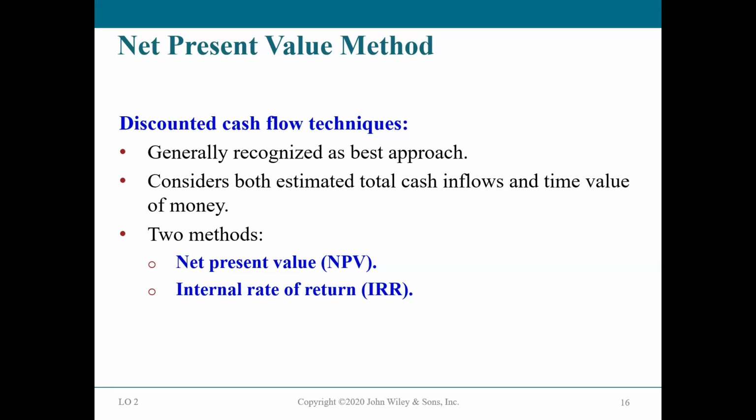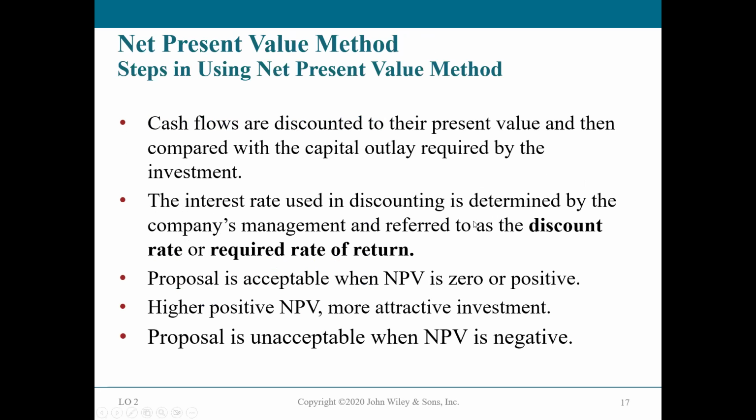So in this method, the net present value method, it looks at both estimated total cash inflows and the time value of money. So there are two methods. There's the net present value and there's the internal rate of return method. In the net present value method, we look at the cash flows that are discounted to the present value and then compared with the capital outlay required by the investment. The interest rate used in discounting future funds is determined by the company's discount rate or the required rate of return.